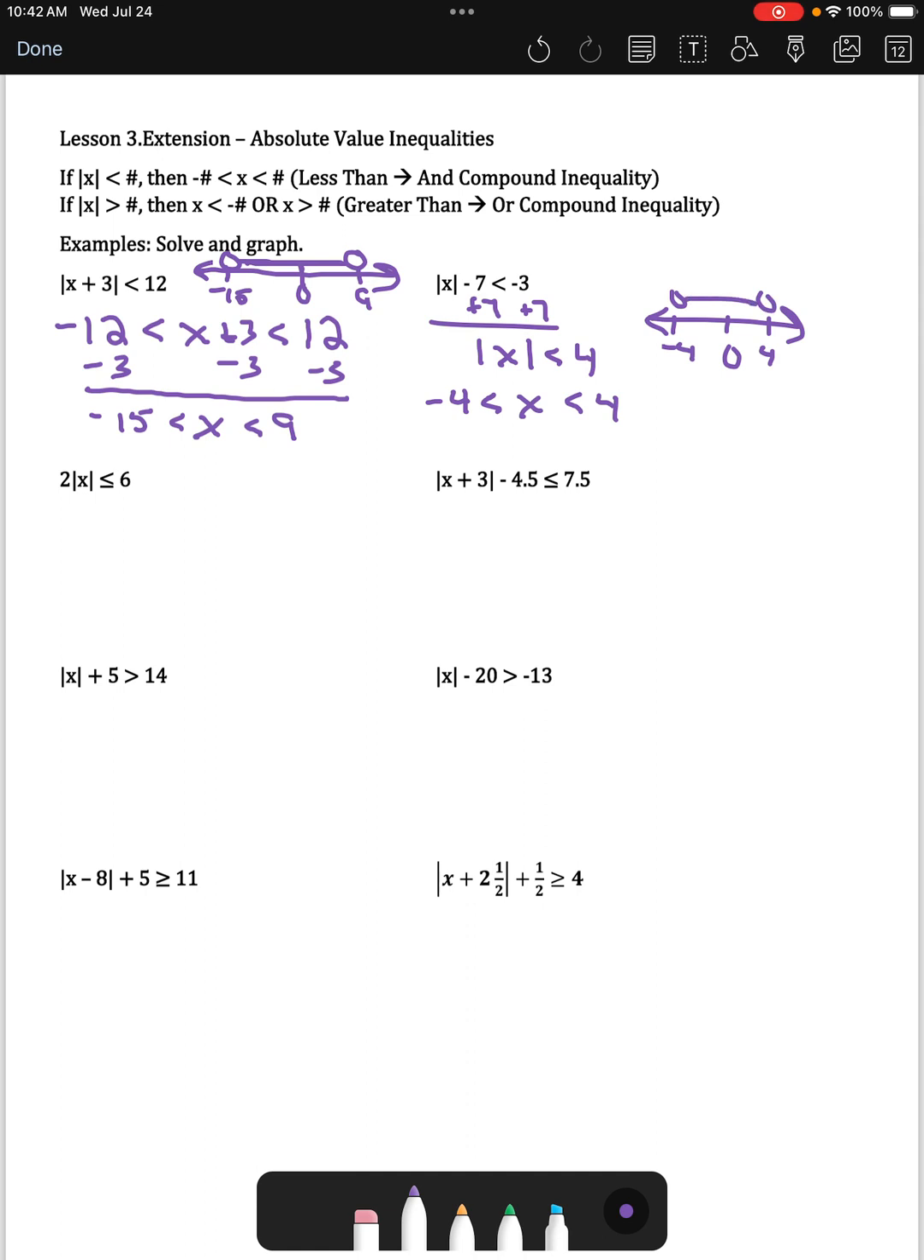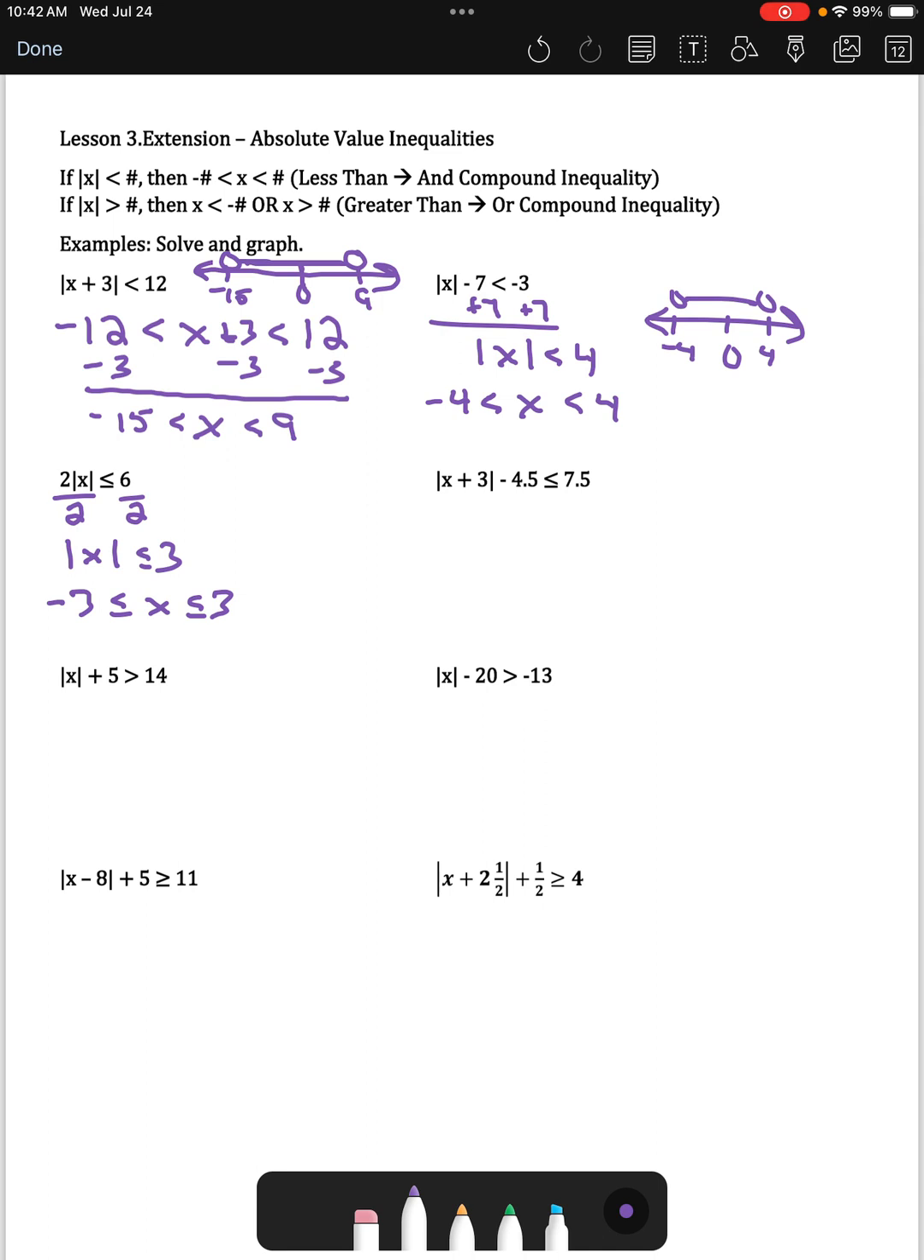In our third example, the absolute value is not yet alone, so step 1 is to get it to be alone. We divide both sides by 2 to get the absolute value of x is less than or equal to 3. Now, absolute value is less than or equal to, but less than is the important part. So this is a compound and: -3 is less than or equal to x is less than or equal to 3. You'll notice here, because it's a less than or equal to, we keep both of the inequalities in our compound as less than or equal to.